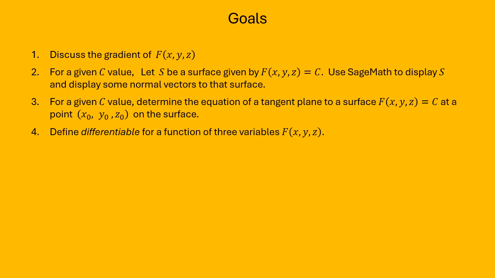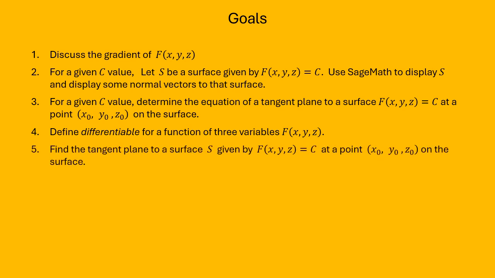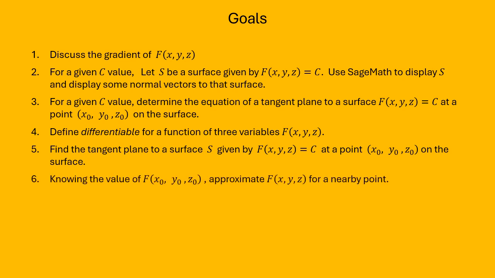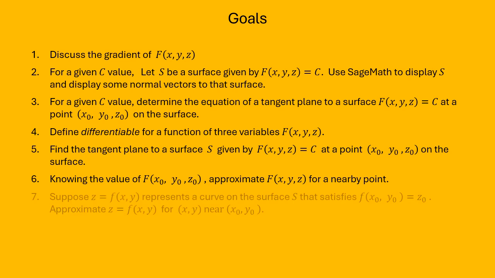Let's define what it means for a function of 3 variables to be differentiable. Let's find the tangent plane to a surface at a given point on that surface. And knowing the value of f at the point x0, y0, z0, approximate the value of f of x, y, z, where x, y, and z are sufficiently close to x0, y0, and z0 for this approximation to be effective.